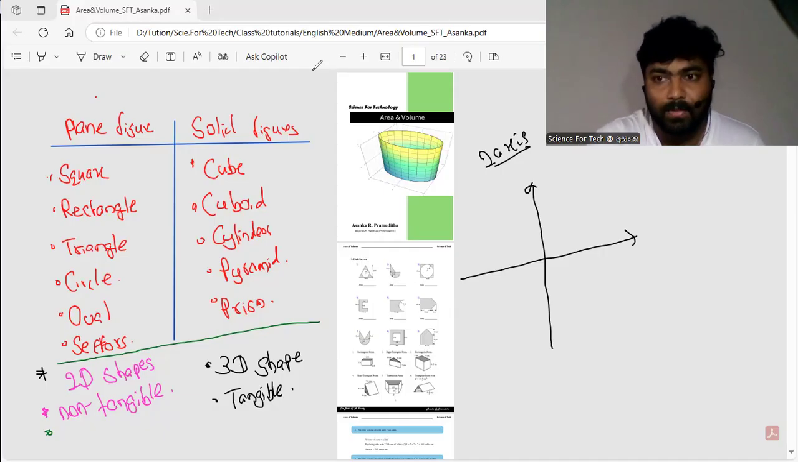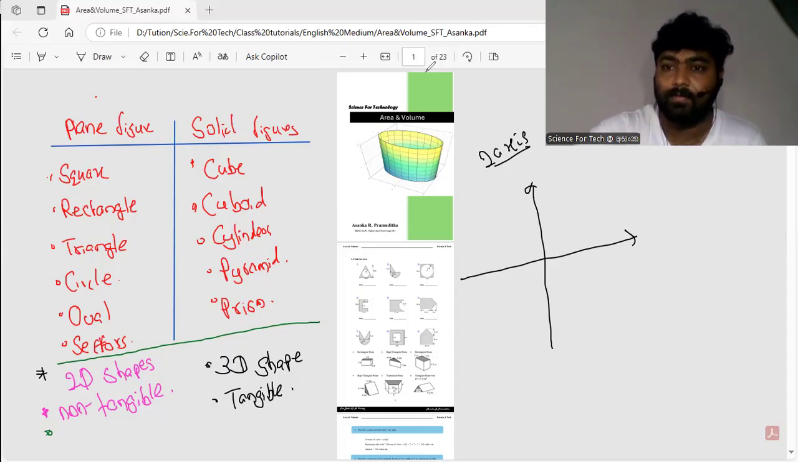Then those are called 3D shapes, while it has become tangible.